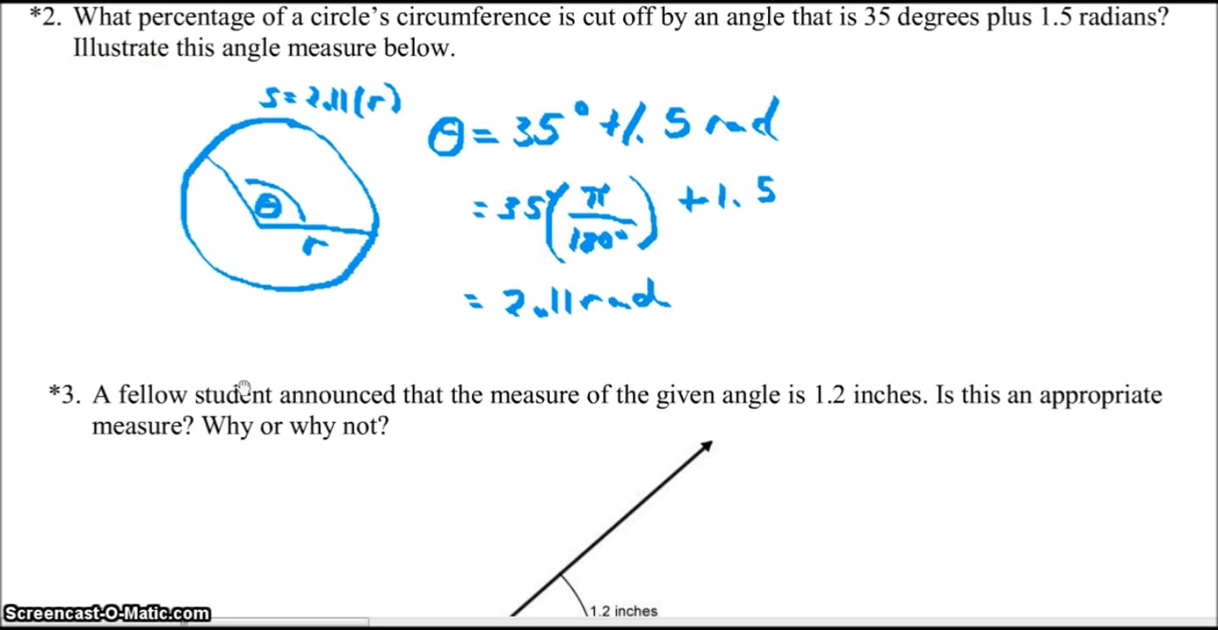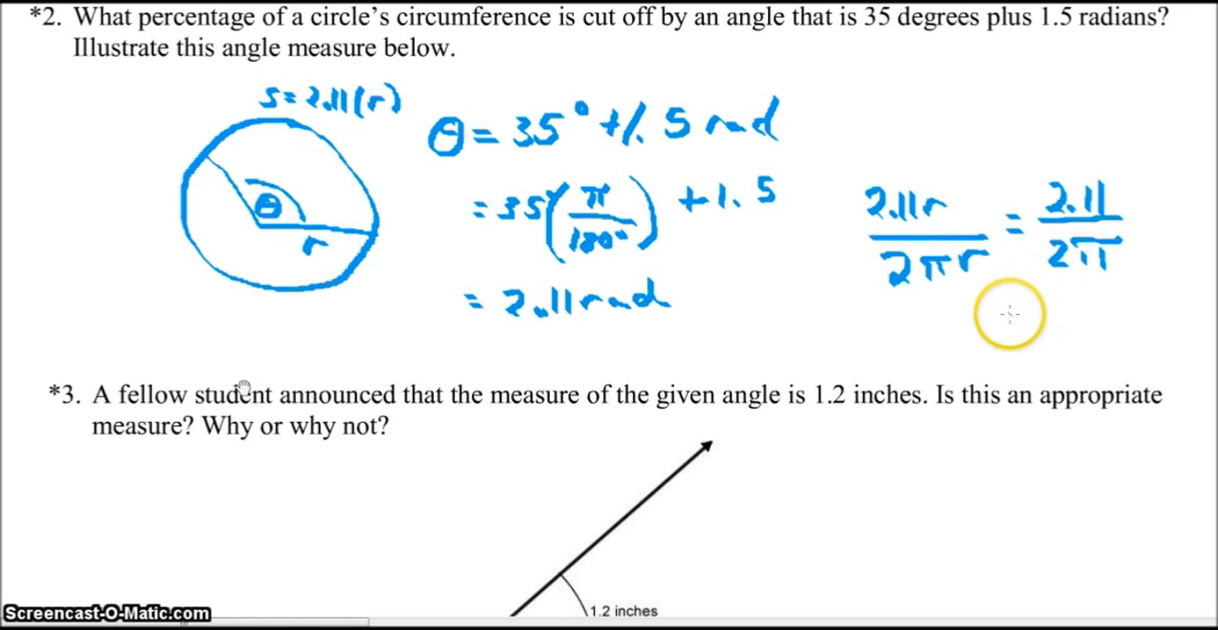Now, we want the percentage of the circle's circumference that is cut off by that angle. The circle's circumference is 2 times pi times the radius. And if we want a percent, we just take a fraction. The total is our denominator, and the part of our circumference cut off is 2.11 r. We can simplify this. r divided by r is 1, so those cancel out. 2.11 over 2 pi. We get 0.335817, or about 33.6%.